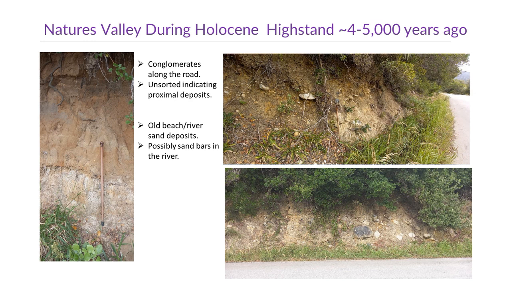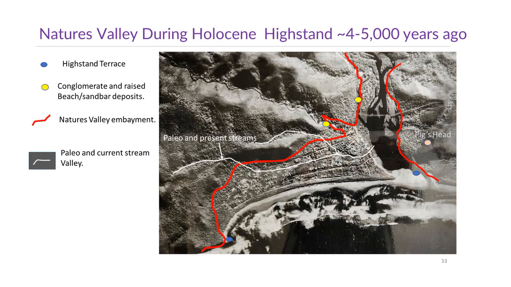So in plan basis, this is what we see at first look. You can see the high stand terrace here. We see it in these rocky outcrops out here. We see these conglomerates just up the pass here and then the road there. And that's the embayment up against, cut into shale at the back of Nature's Valley. And that stream has probably been around a while, and there was that stream there.